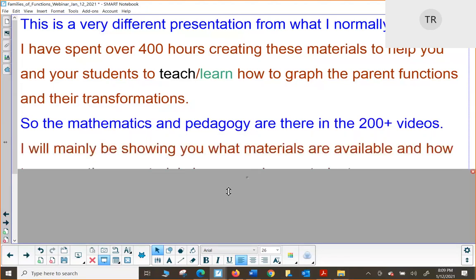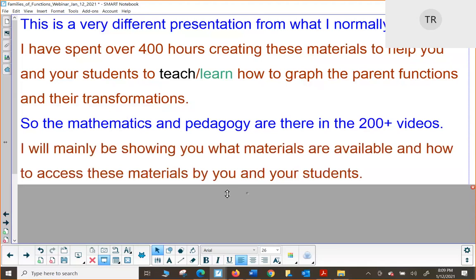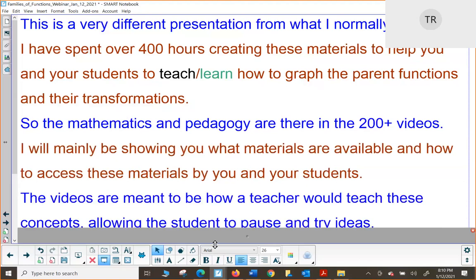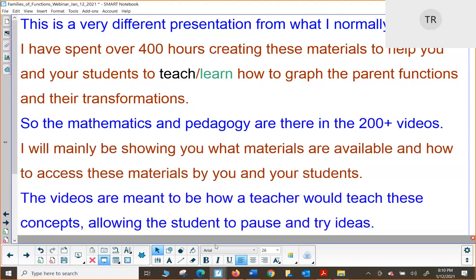I'll mainly be showing you what the materials are that are available and how to access these by you and your students, but I want to show you what they are so you can see if these are what you need or what you want. They are meant to be how a teacher would teach these concepts, allowing the student to pause and try ideas.